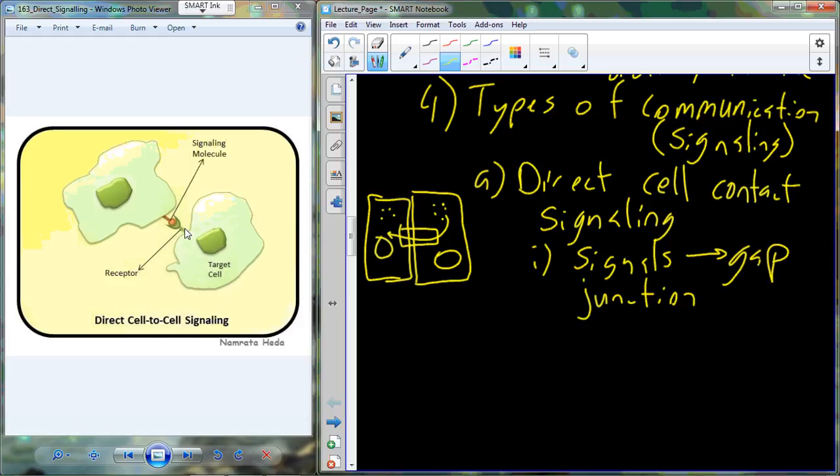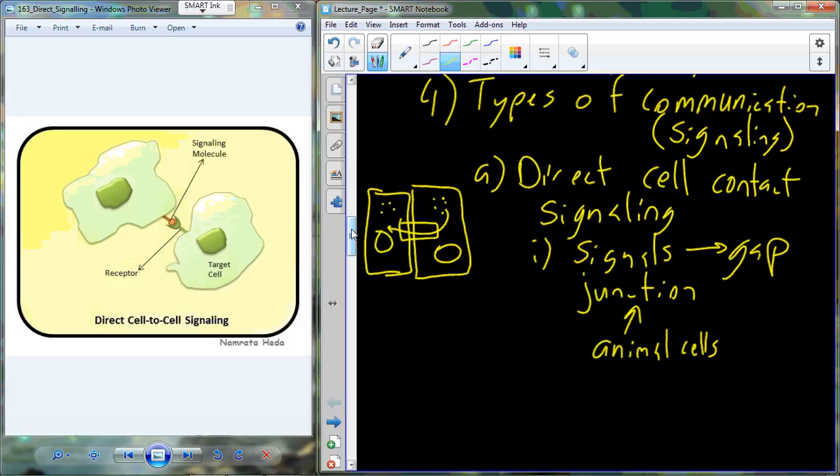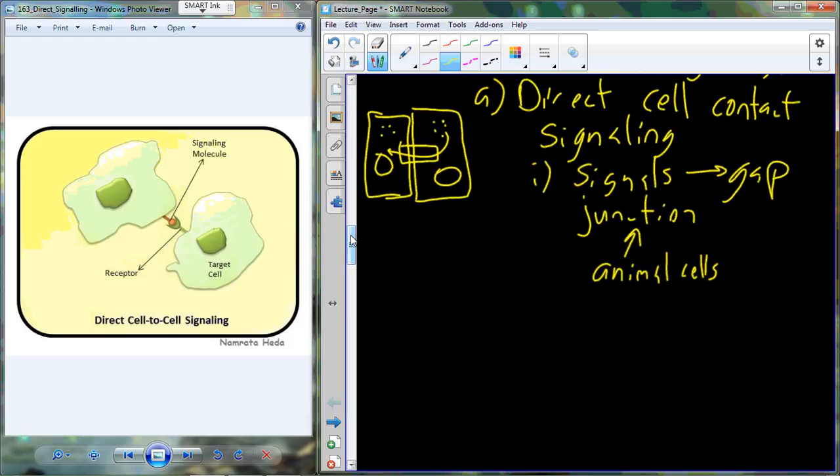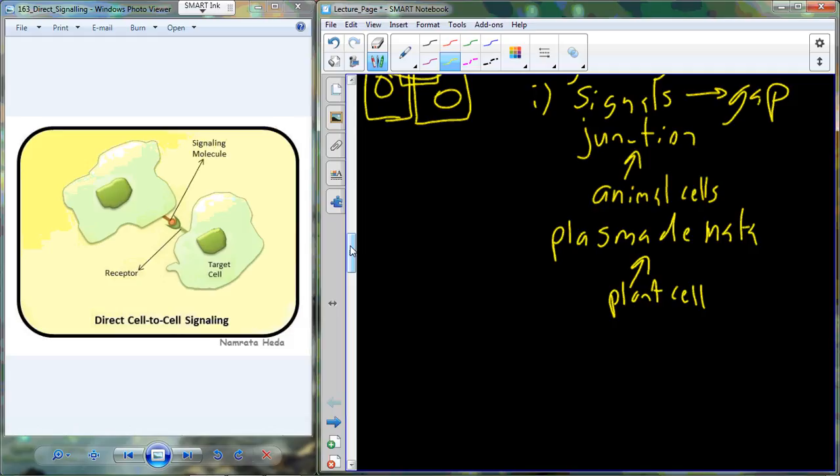If it's in plants, so this would be animal cells. If it's in plants, the direct cell-to-cell signaling can occur through the plasmodesmata. What I'm showing here, this type of direct cell contact, is called cell-cell recognition.